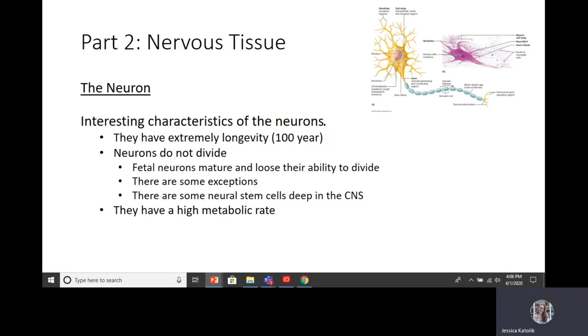Neurons also have a very high metabolic rate. Because they are constantly signaling and sending information from one side of the body to another, they need a lot of energy to do that. And so therefore, they need a lot of nutrients and oxygen to be able to generate that energy. If a neuron is unable to generate the energy it needs, it is likely that the neuron will get damaged, and as a result, it could possibly die. So we need to get those nutrients and oxygen to these neurons.